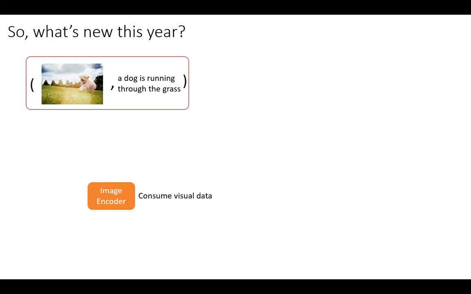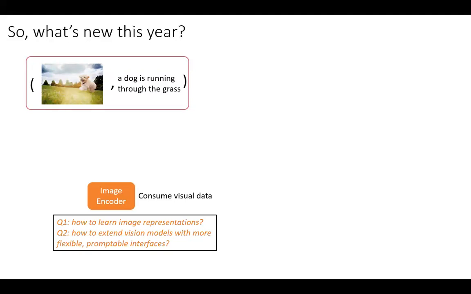First, we are going to talk about the image encoder, which is maybe the foundation of the foundation. We will first discuss how we can learn an image encoder to consume visual data. In terms of this, we are going to answer two questions. For one, how we can learn better image representation, possibly from the image signal only or from the image-text signal. For question two, how we can extend the current vision model with a more flexible and promptable interface.